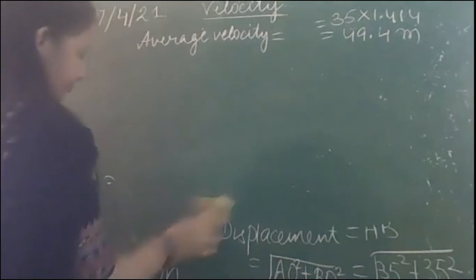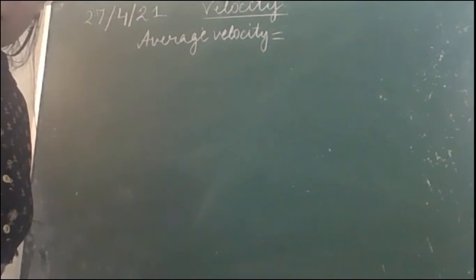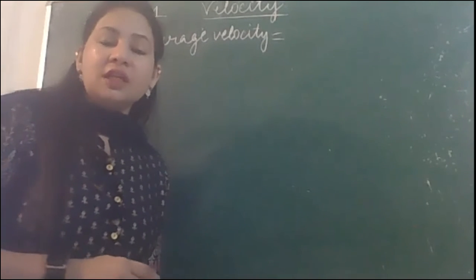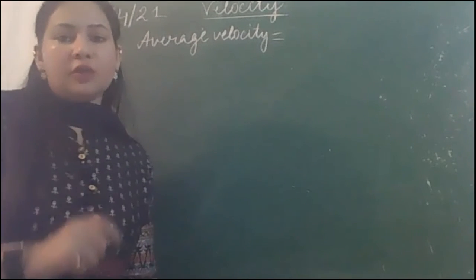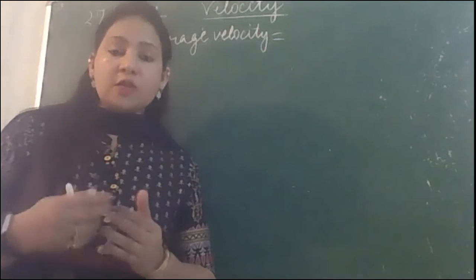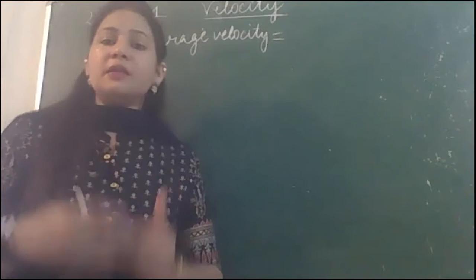You know, velocity is defined as the rate of change of displacement. So velocity is displacement over time. So what will be average velocity? It will be total displacement over total time. Like if you remember, average speed was total distance over total time. Same way, average velocity will be total displacement upon total time. So write down the definition of average velocity.